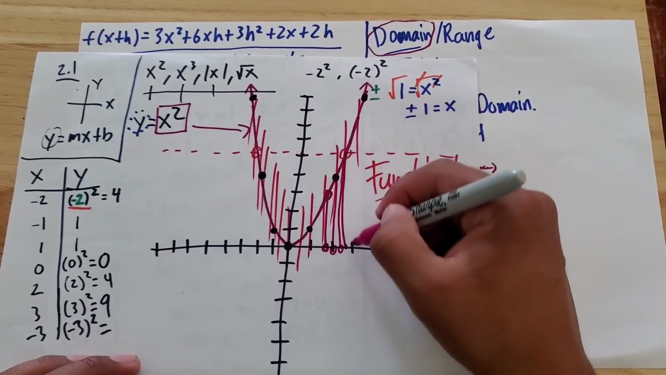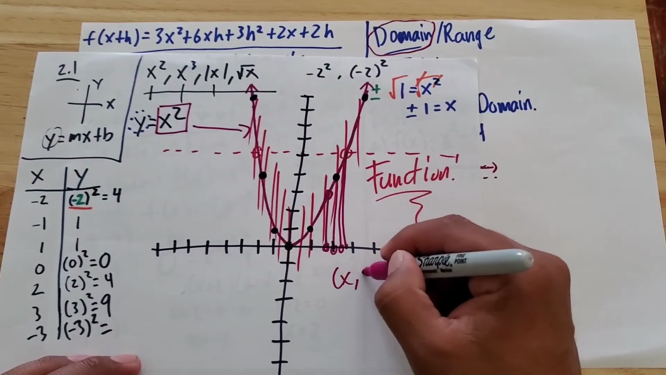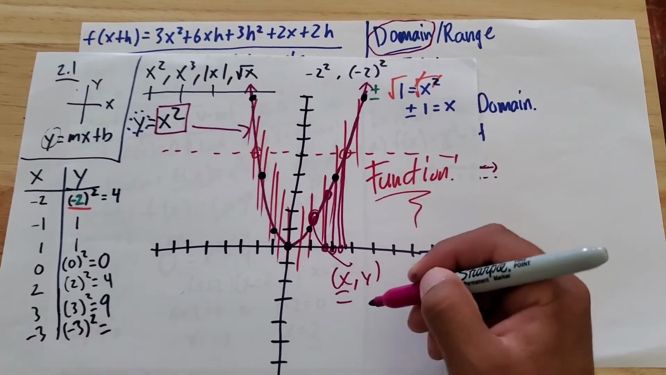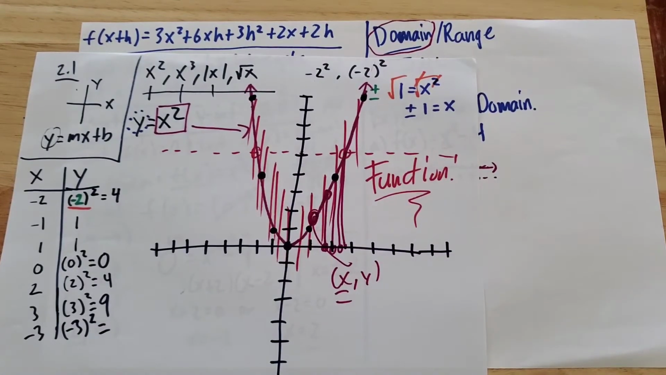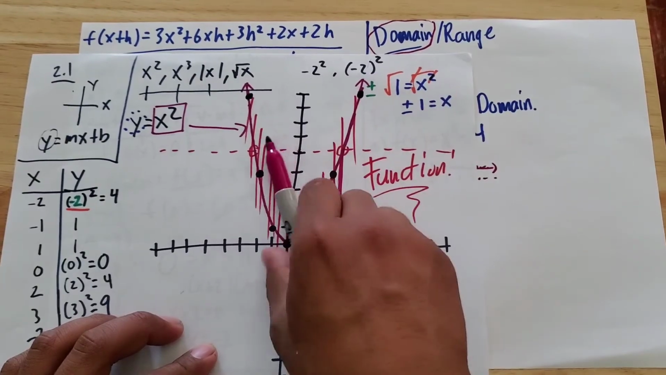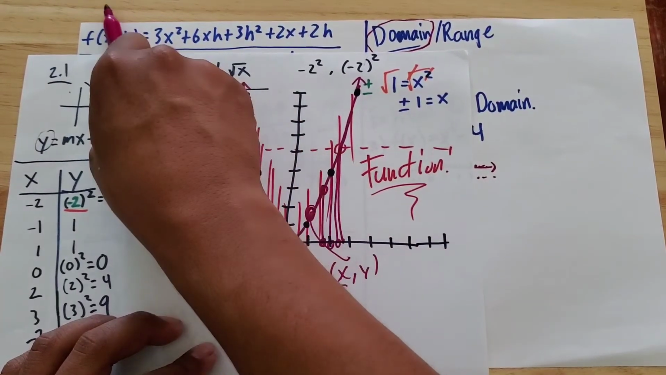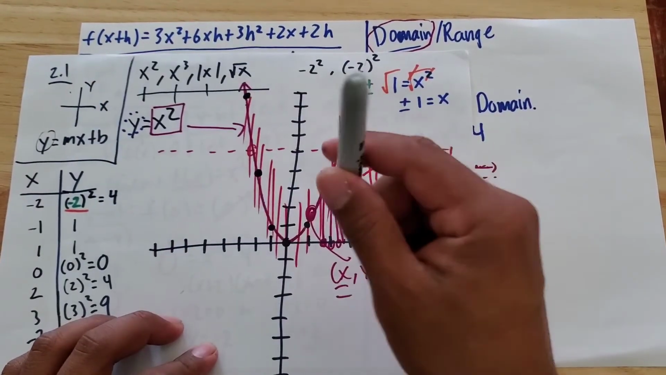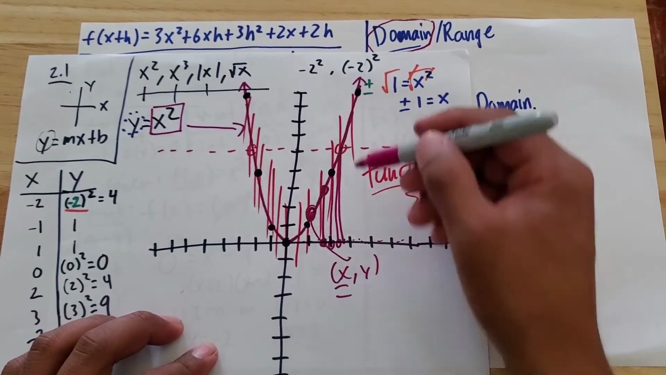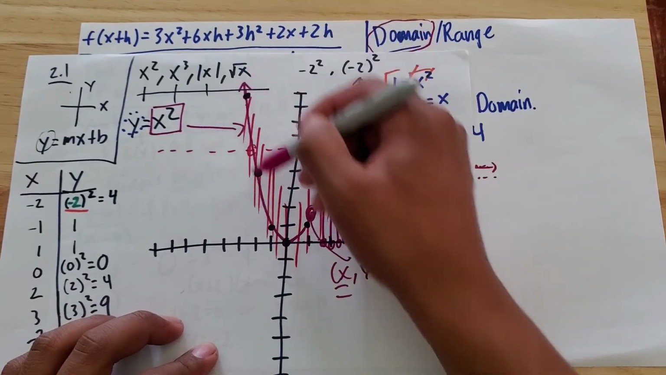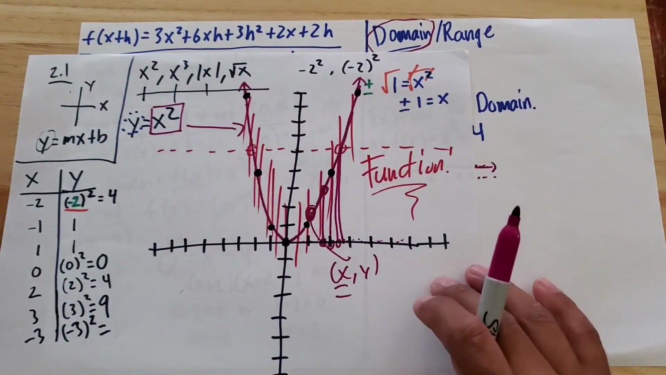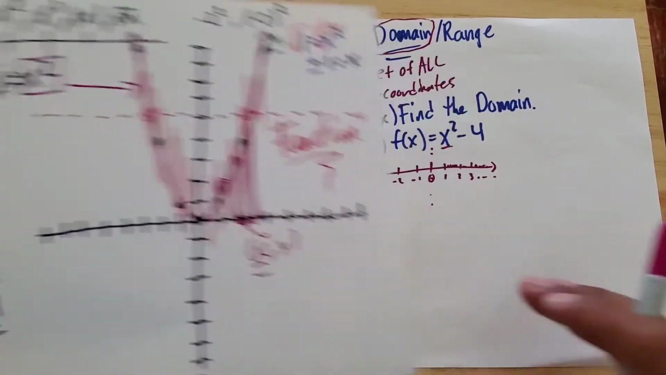And all these have some x. All these ordered pairs have some corresponding x to them. And this opens up gradually forever in this direction, and this opens up gradually to the left forever. Meaning that there's going to be an x coordinate everywhere. There's no gap here. There's no hole on this graph. It goes on forever with no issues at all.